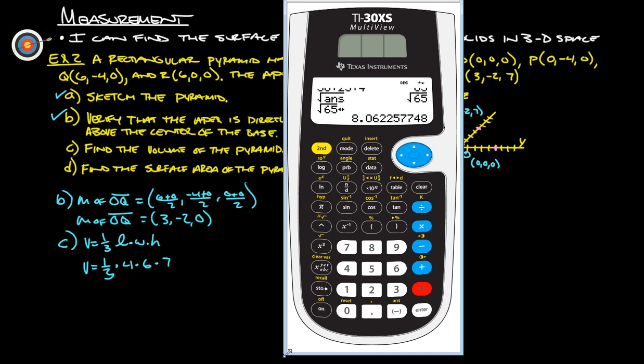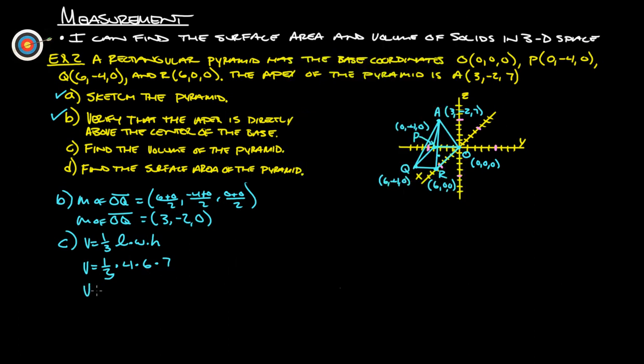So now we can just calculate this volume. 1 divided by 3 times 4 times 6 times 7 gives us that our volume is 56. And it doesn't give us any units, so we'll say 56 units, oh sorry, not squared, but cubed, right? This volume is cubed. Okay, we have done A, B, and C.